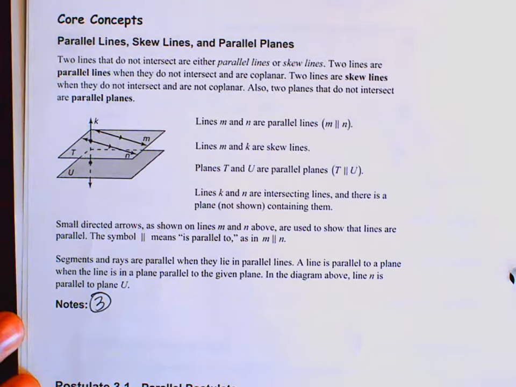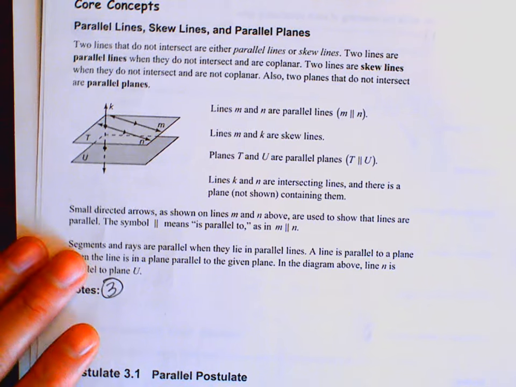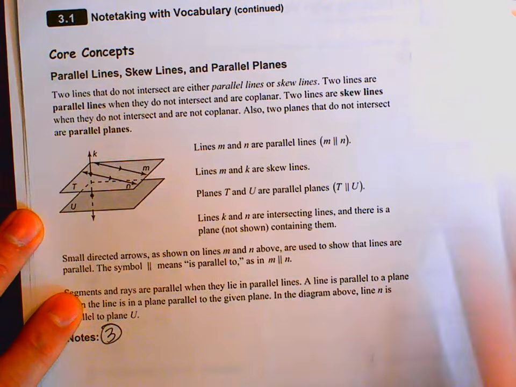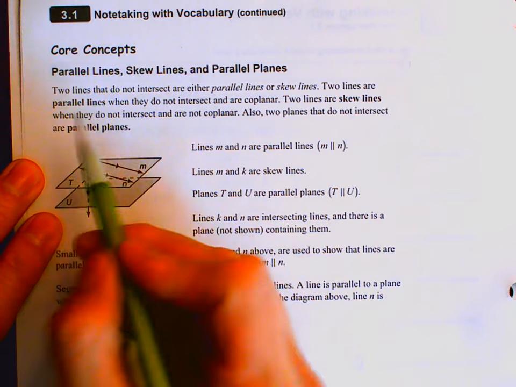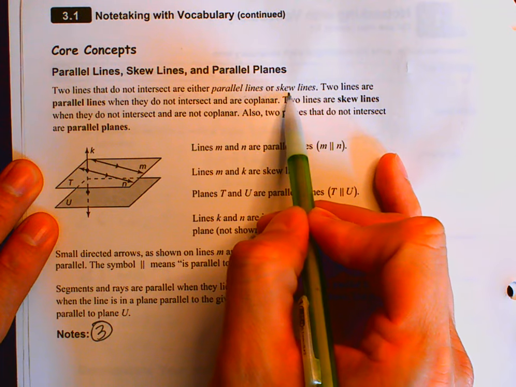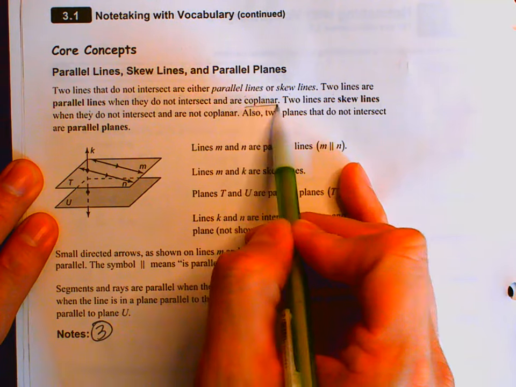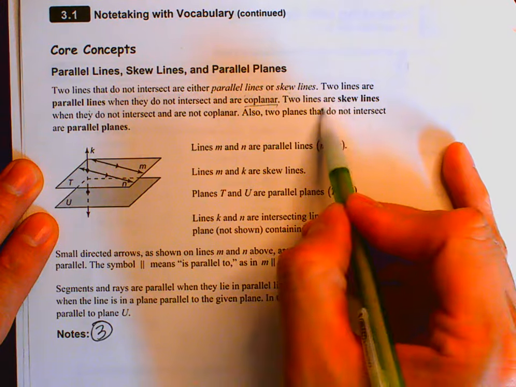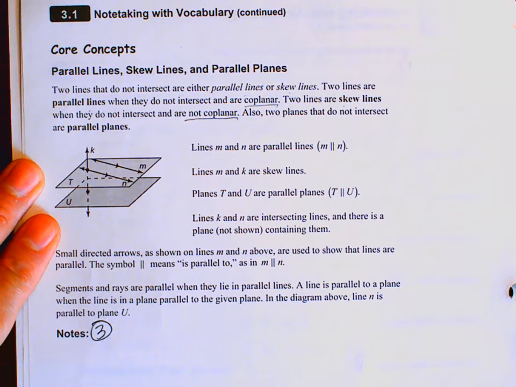Now let's talk a little bit more about parallel lines, skew lines, and parallel planes. As you can see in this diagram, you have quite a bit of vocabulary for us to look at. Two lines that do not intersect are either parallel or skew. Two lines are parallel lines when they do not intersect and are coplanar. We already mentioned that. Two lines are skew lines when they do not intersect and are not coplanar. So the difference between parallel lines and skew lines is that parallel lines are coplanar, skew lines are not coplanar.